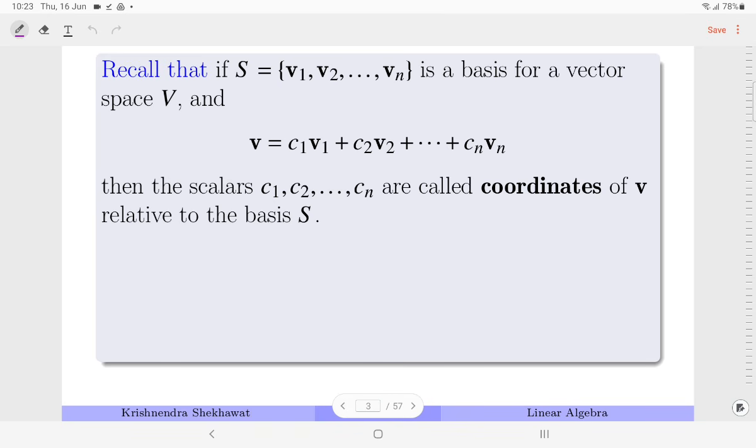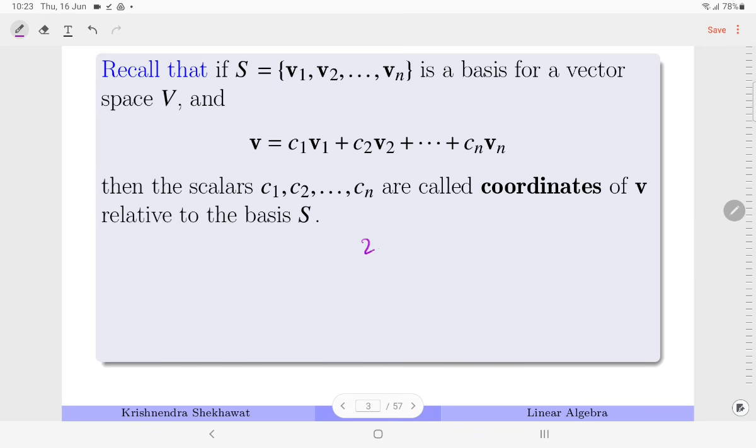So if S is a basis, then any vector V in vector space capital V can be expressed as a linear combination of the basis vectors, and here C1, C2, Cn are the coordinates of V relative to basis S.